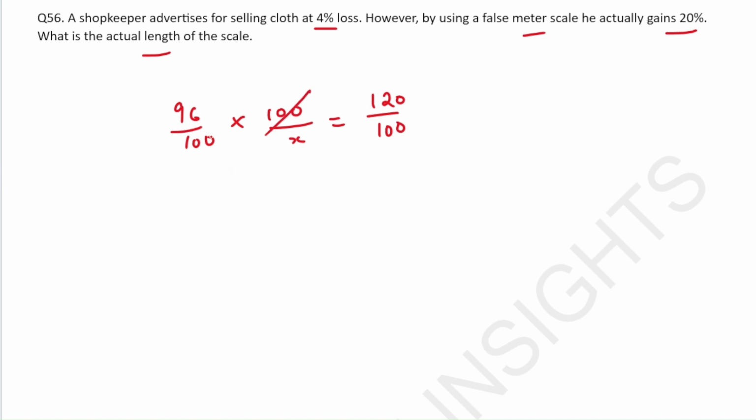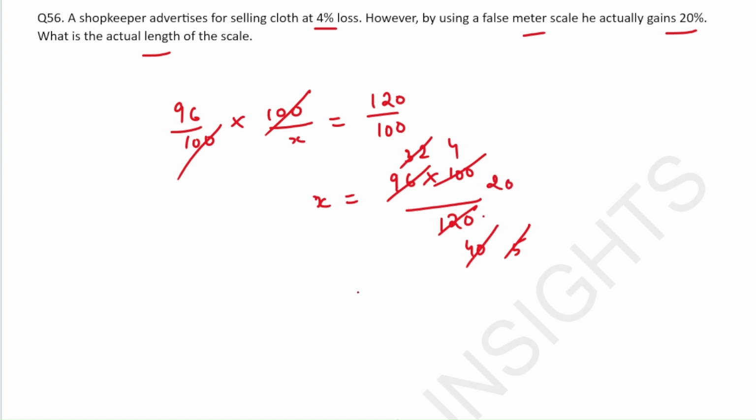So 100 cancel. So how much will the value of x be? It will be 96 into 100 by 120. So if you cancel this, 3 4s are, 3 3s are, 3 2s are. So 8 5s are, 8 4s are, 5 2 0. That means the value of x is 80 centimeters. So the merchant is using the scale as 80 centimeter instead of using a meter scale.